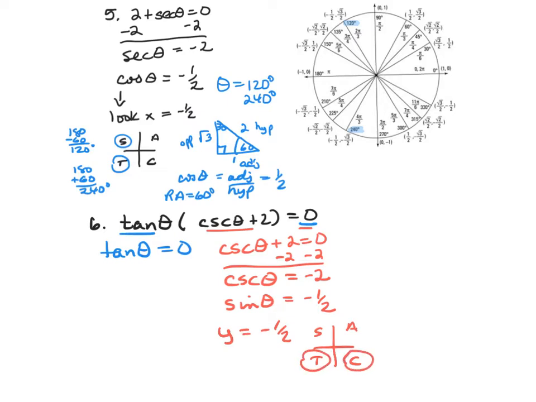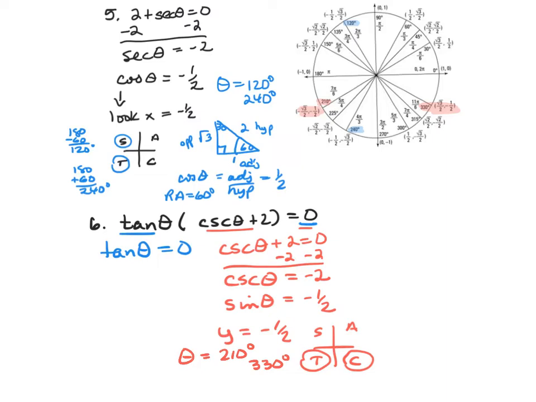So I'm looking for an order pair that has y equal to -1/2 in these two quadrants. So my y, where it equals -1/2, are going to be here at 210, and then also at 330. So theta from the unit circle is going to be 210 and 330 degrees.